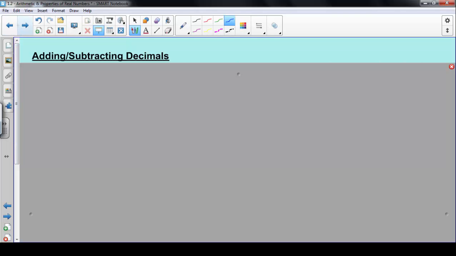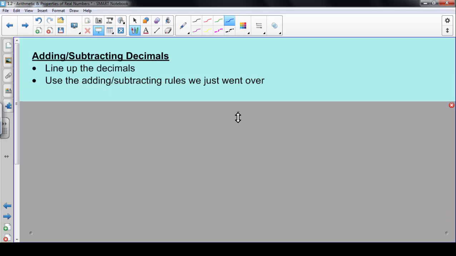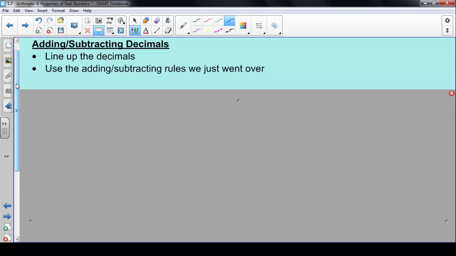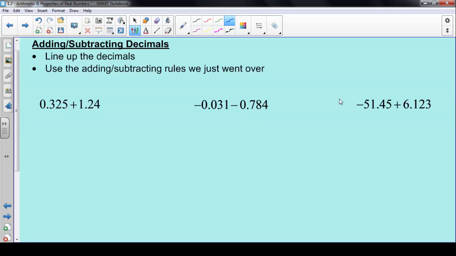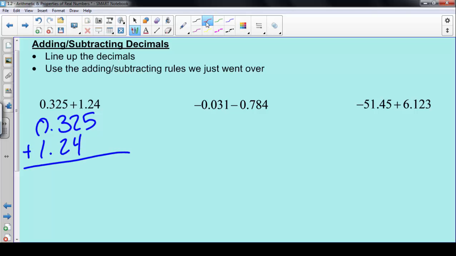So adding and subtracting decimals. Key things, line up the decimals, so make sure they're all in alignment with each other. And then we want to just use the adding and subtracting rules that we've talked about. So the key thing here, make sure we line up those decimals. Now notice there's a spot here. Any spots that don't have a decimal already there, you can go ahead and put your 0. And now just add like you have been for years.